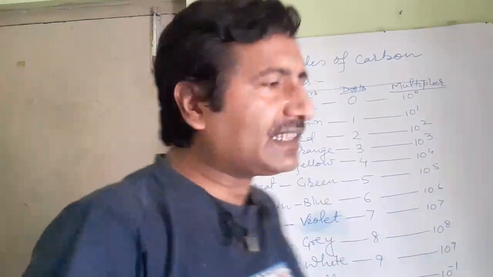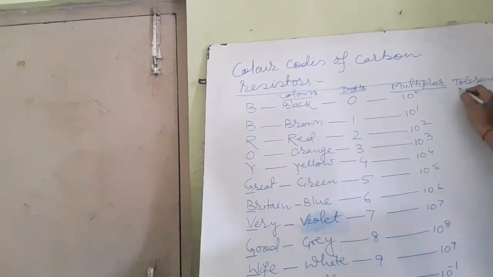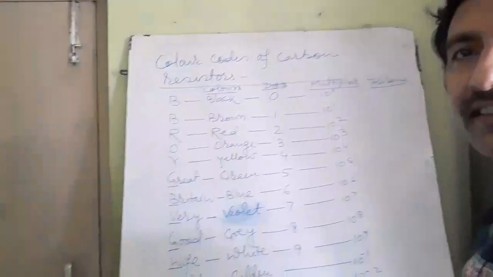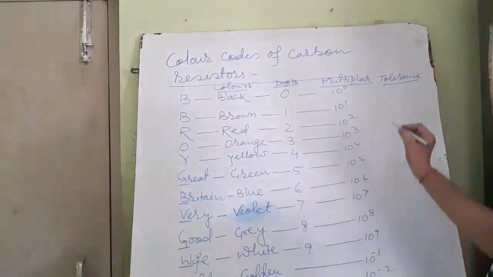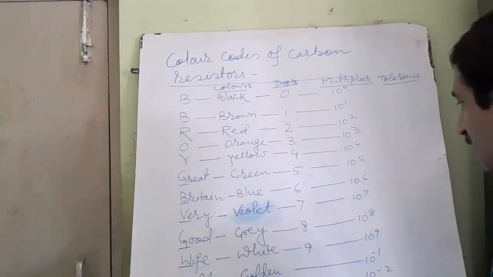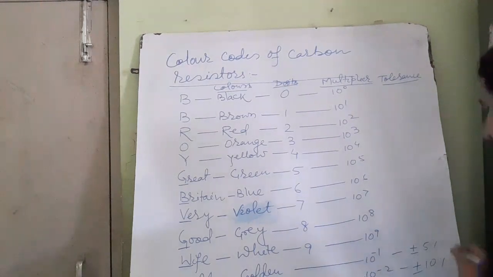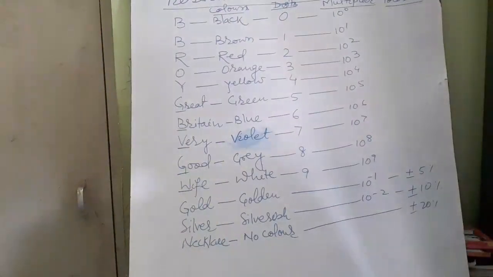Okay, after that you see tolerance. Tolerance means variation in the value. So these colors have no variation in the value. But golden and silver show plus minus 5% and plus minus 10% respectively, and no color shows plus minus 20% variation in the values. Okay, so these are the variations in the values.